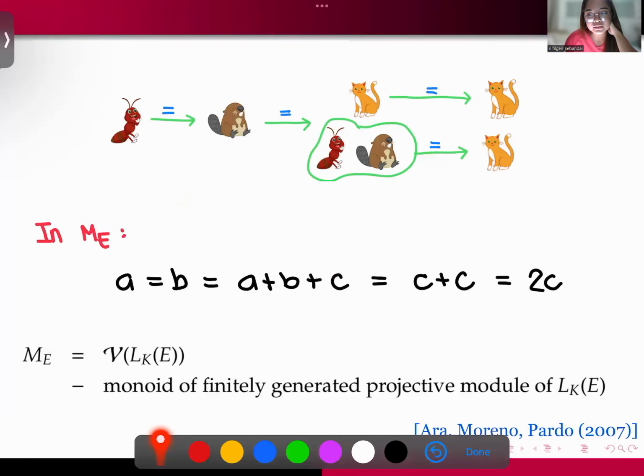In 2007, it was proved that this graph monoid is actually the monoid of finitely generated projective modules over the Leavitt path algebra under taking direct sums. Okay, but this is not yet the talented monoid that I was referring to earlier. So let's see what additional thing we should add to this monoid to make it talented.